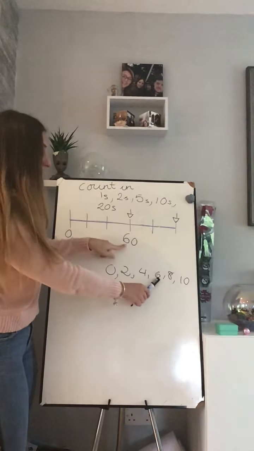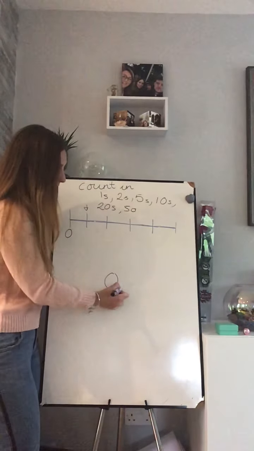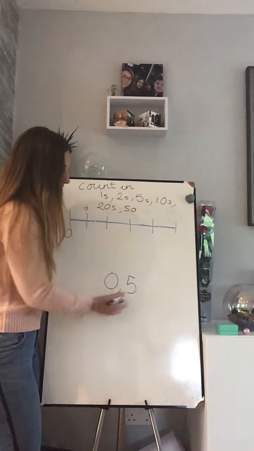And sometimes you even count in 50s. That's going to be a little bit more difficult, okay? Because some of you don't know over 100. But if I start on 0, what number will be the next one if I'm counting in 50s? Same as the 5 timetable. Okay? Then it will be 0, 50, 100, 150, 200, 250.